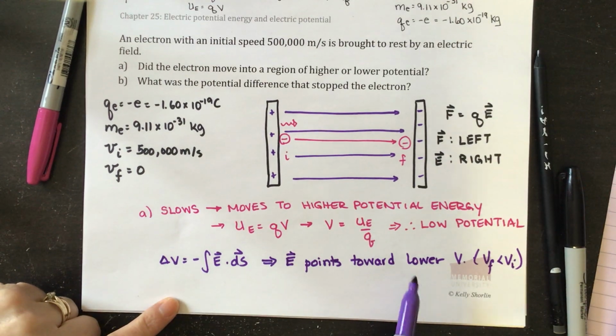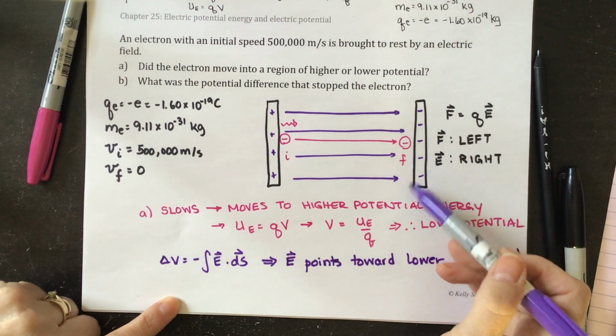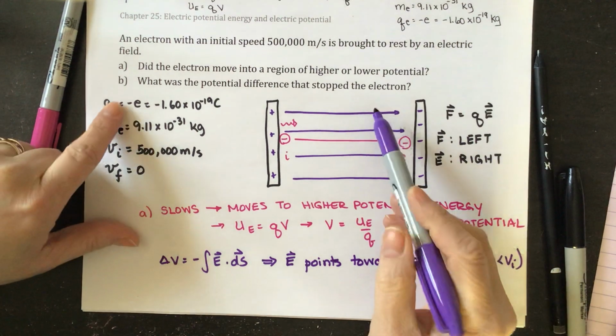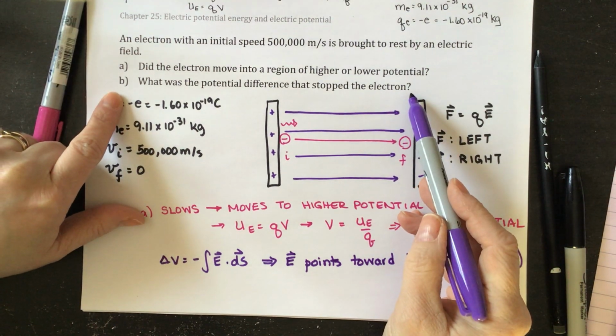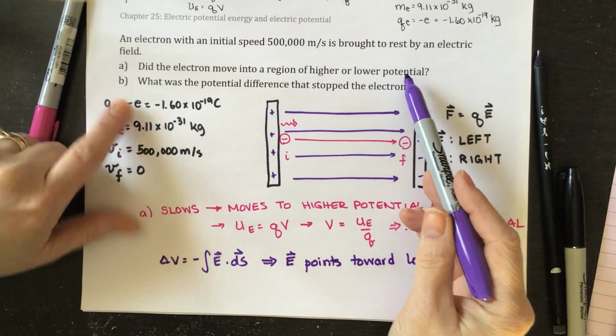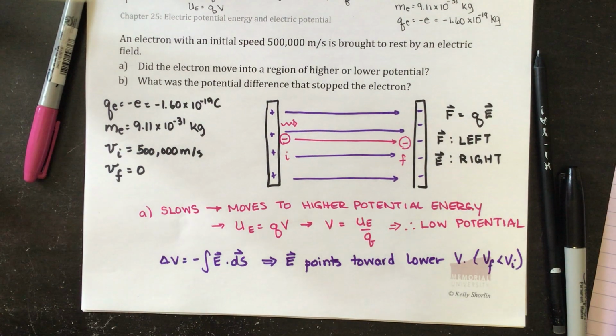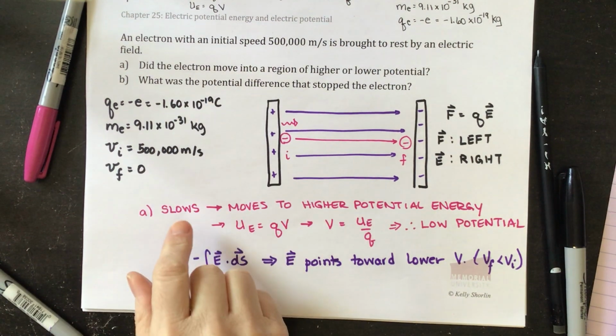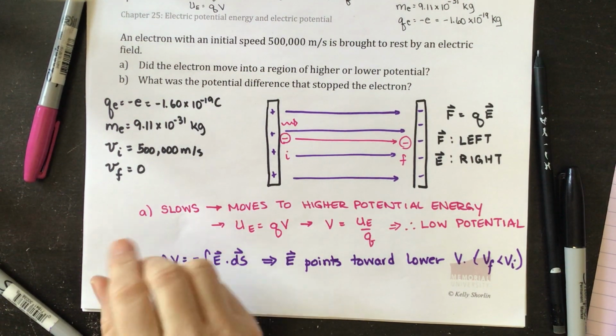So all that said, if you couldn't figure out part A from thinking about these things, you could actually go ahead and do part B. If it's negative, it moved towards lower potential. If it's positive, it moved towards higher potential. That's an okay strategy too. Okay, let's do part B next. So what was the potential difference? To get that part, we'll apply conservation of energy.